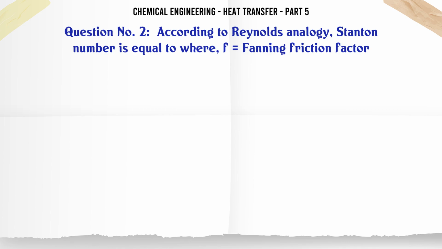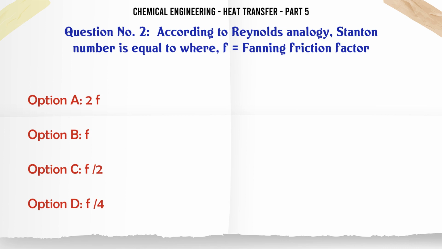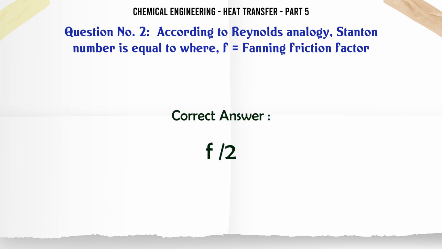According to Reynolds analogy, the Stanton number is equal to, where f is the Fanning friction factor: A. f, B. f, C. f/2, D. f/4. The correct answer is f/2.